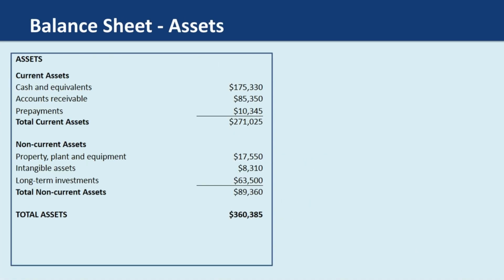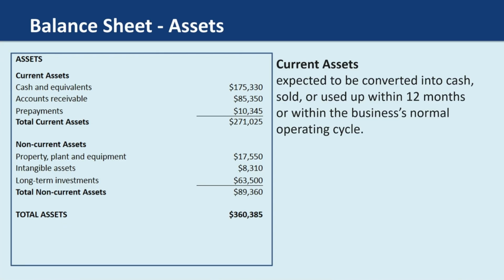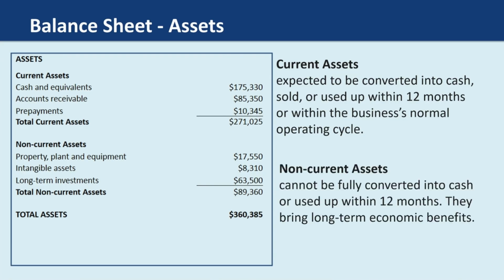Assets are what the company owns or uses to make money. It has current assets and non-current assets. Current assets are the type of assets that are expected to be converted into cash, sold, or used up within 12 months or within the business's normal operating cycle. For example, cash and cash equivalents, accounts receivable, inventory, prepayments, short-term investments, and other receivables.